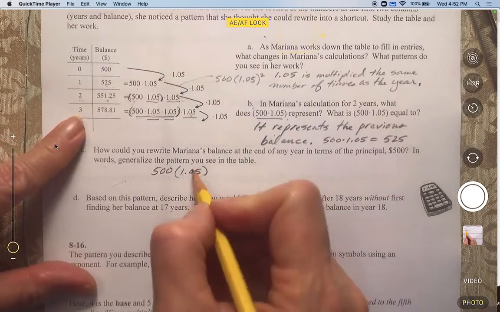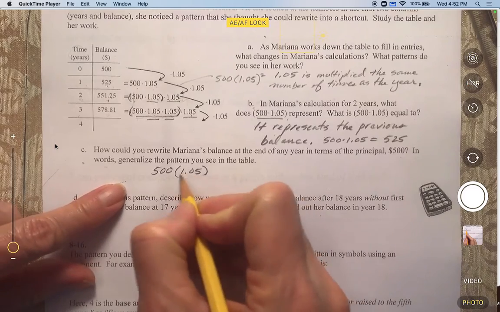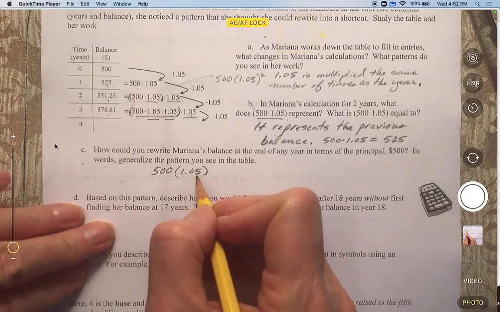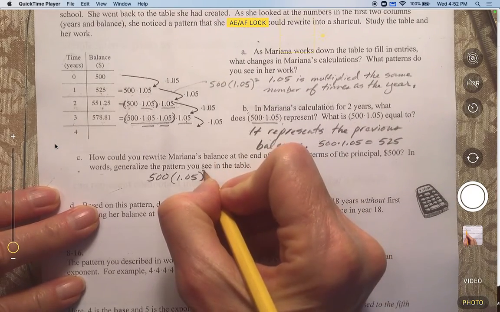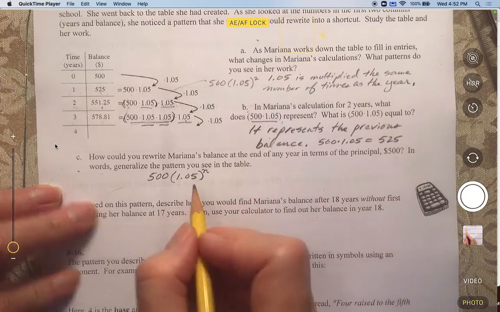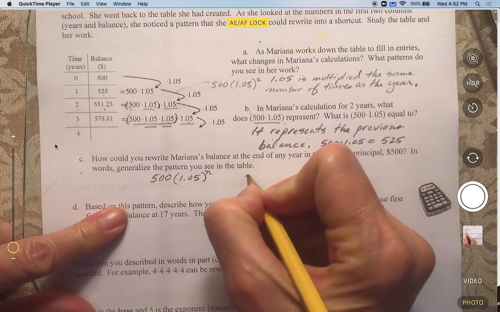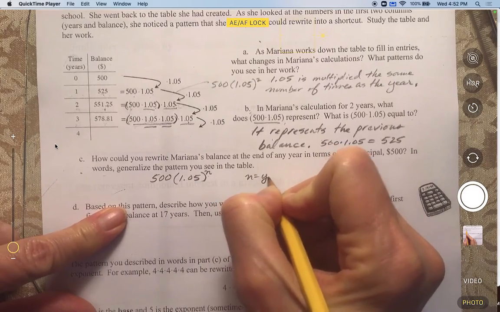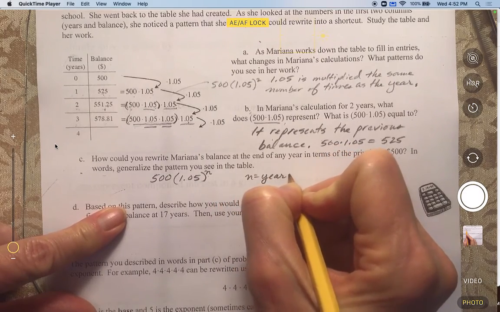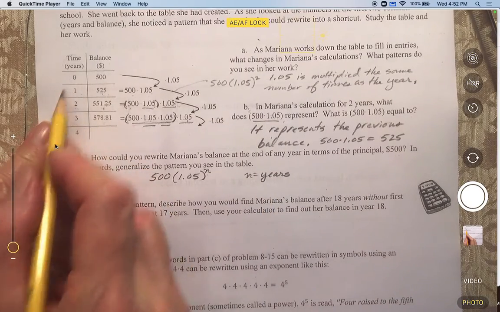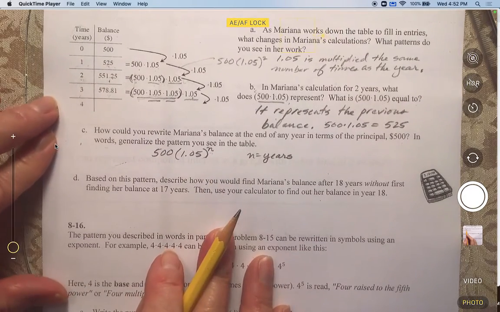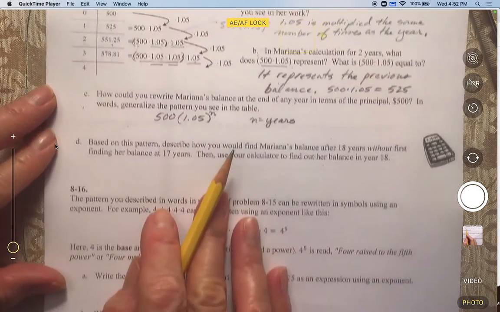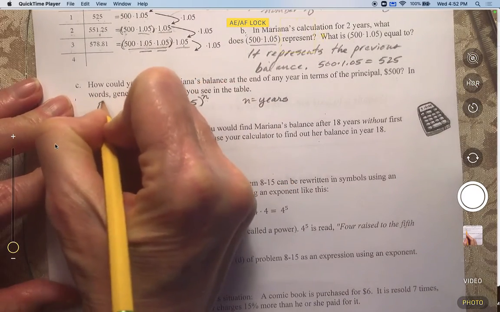And so the way we would mathematically capture a number being multiplied again and again times itself is with an exponent. So I'm going to put the exponent n here. And in this case, n is going to be equal to years. So it's the number of times that it's multiplied, and in this case, it's years. So that will be our n. Okay, so now we have a general rule that we can use, and this will give us the balance each year.